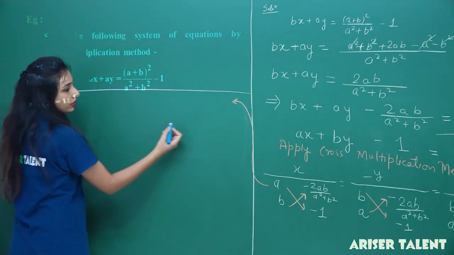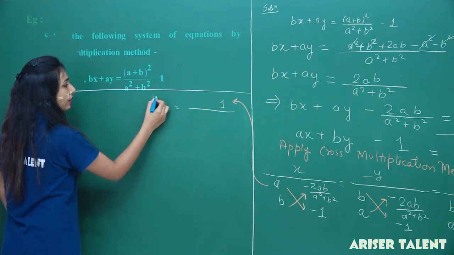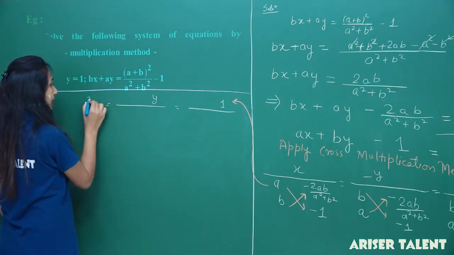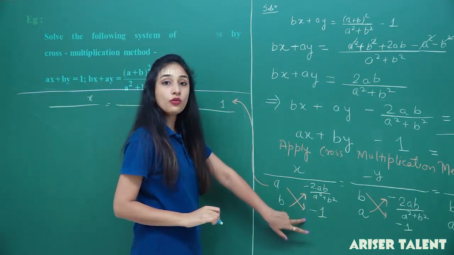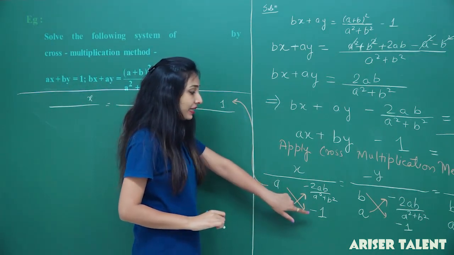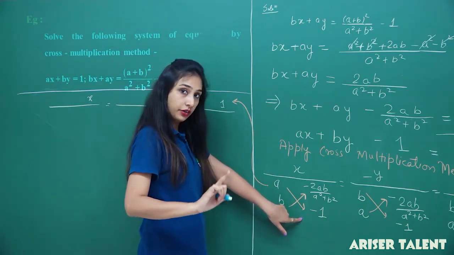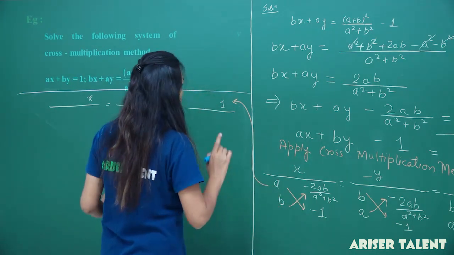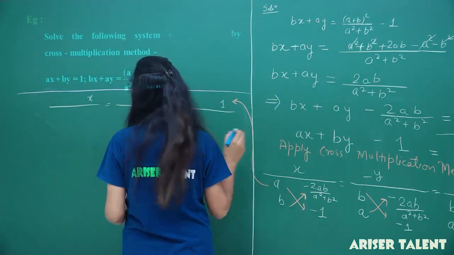Now that x, y and 1. So 1, y and x. So if I am talking about x here, that will be minus of a. A multiply of minus 1 will give you what? Minus of a. Right? Okay. Yes, minus of a.